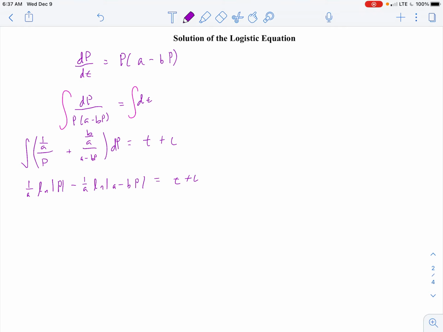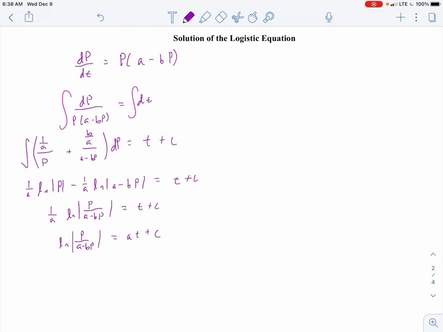Alright, now let's write this all together. So we're going to have 1 over a natural log, and then we have p divided by, since there's subtraction, we're just using rules of logarithms, natural log of p divided by a minus bp, and that's equal to t plus c. Alright, let's go ahead and get rid of that a. Let's multiply a to both sides. So we get natural log of p over a minus bp is equal to, multiply a times c, which is just going to be c.